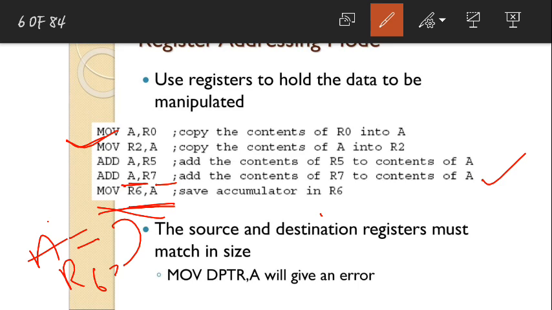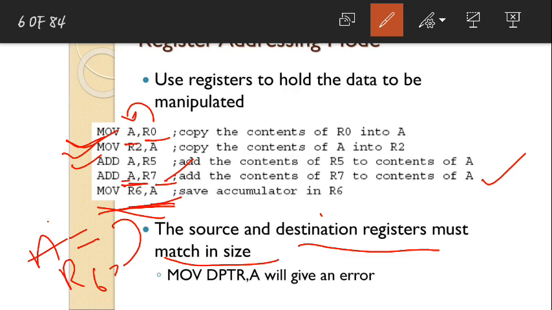Here the source and destination registers must match in size, which I already said. If A is the destination and R0 is the source, both match in size, because R0 is an 8-bit register and A is also 8-bit. In the second instruction, A is 8-bit, R2 is 8-bit. Third instruction, R5 is 8-bit, A is 8-bit. Fourth instruction, R7 is 8-bit, A is 8-bit. Fifth instruction, A is 8-bit, R6 is 8-bit. Always the destination and source register sizes should match.